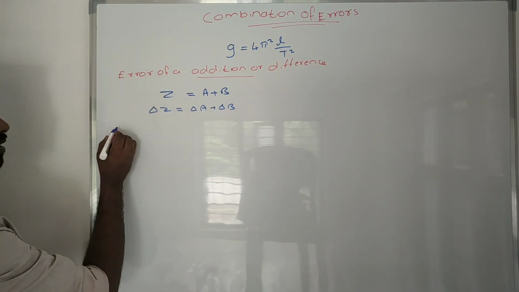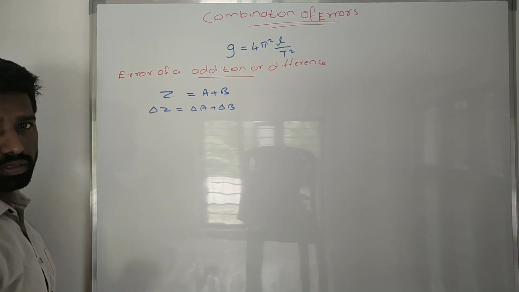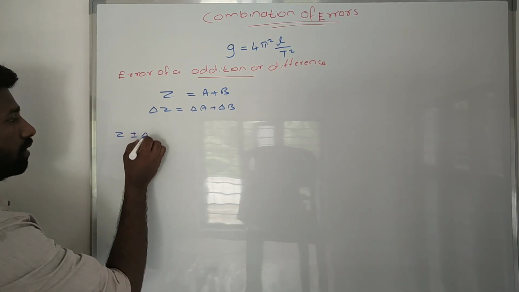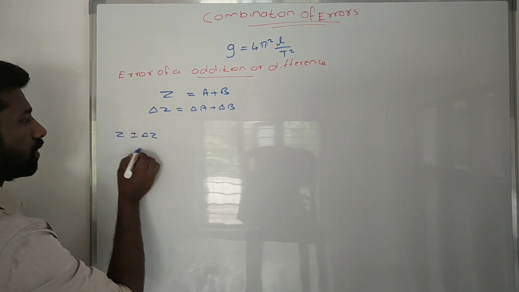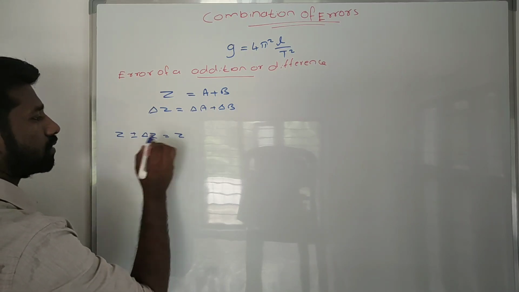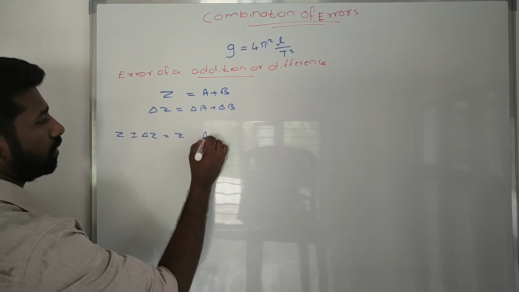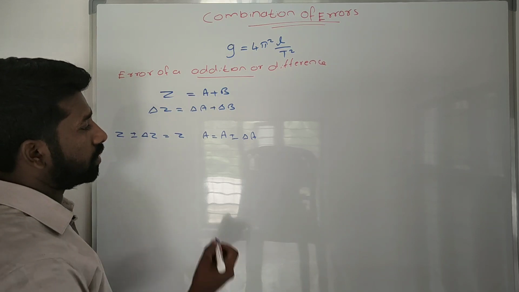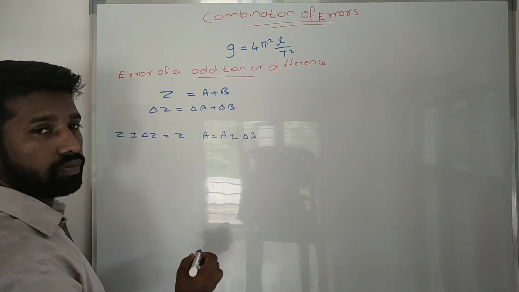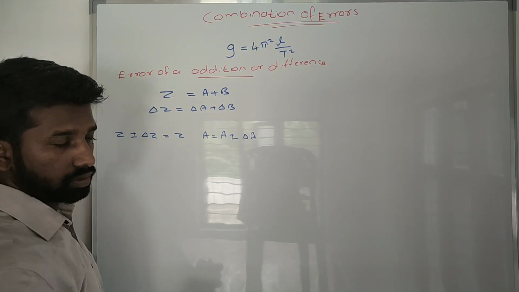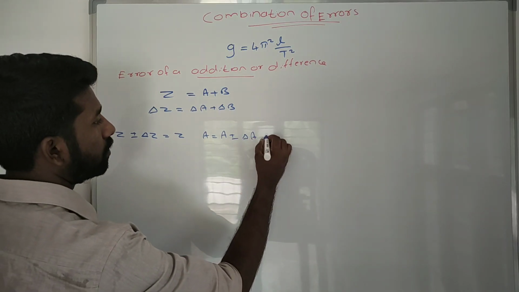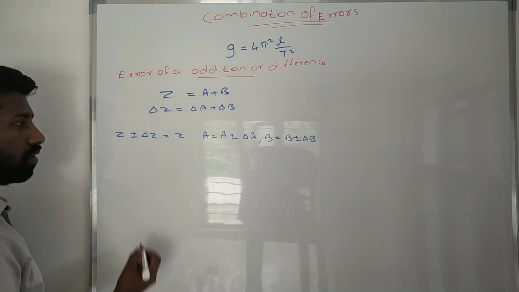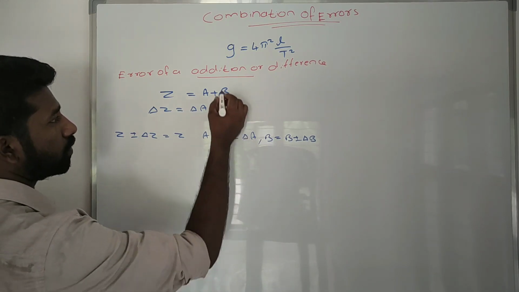We can do this. Z is the resultant. The result will have some true value and a mean absolute error. This way we can write it: Z equals Z plus or minus delta Z. And what is A? A is equal to A plus or minus delta A. In the previous video we already studied that any variable is equal to the mean value plus or minus the mean absolute error. And what about B? B is equal to B plus or minus delta B. So you will substitute all these values in this equation.